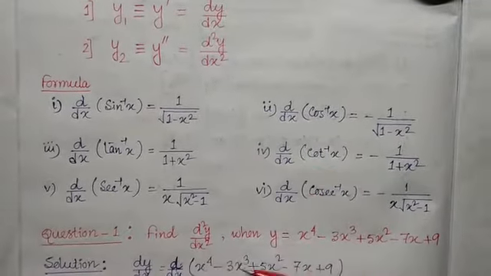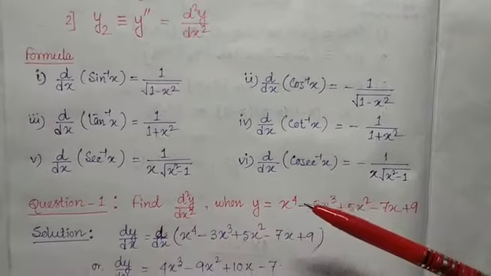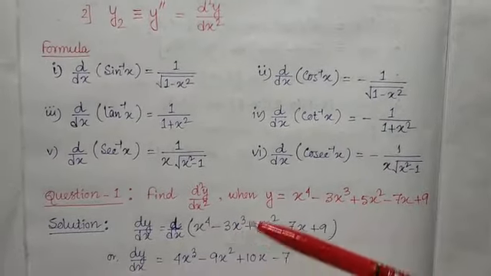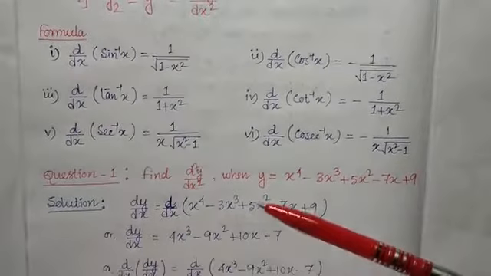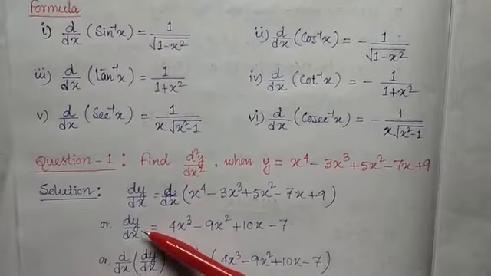Okay, now see question number 1. That is the simple one. Find d2y/dx2 when y is given. d2y/dx2 means you have to differentiate twice. First order means you differentiate once. Second order means you differentiate twice. So first is dy/dx, meaning first order.